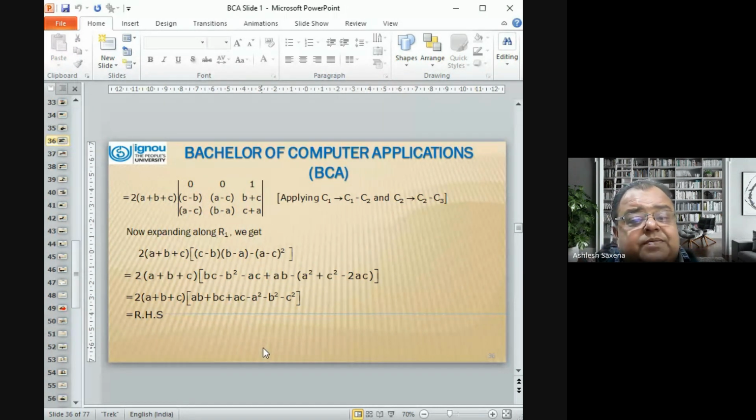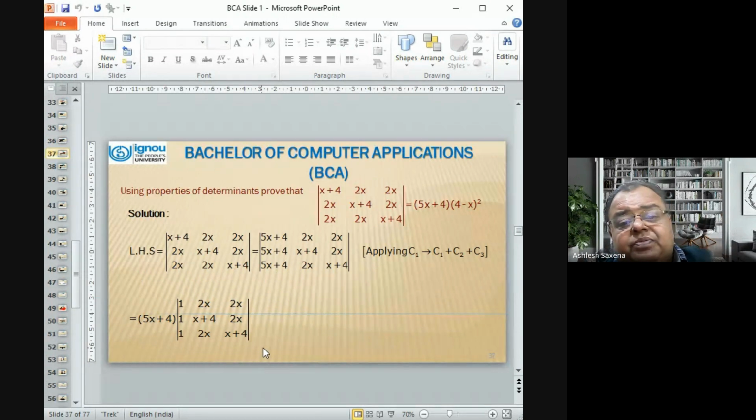Moving further to the next problem. Now you can see over here what's happening. Using the properties of determinant, you have to prove this. Now see what is happening. Here we have this. And going back to the problem, we can see that if we can add columns or rows, we are getting the same element in one of the rows or one of the columns.